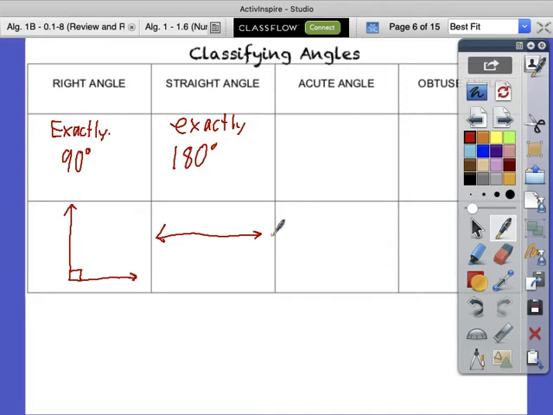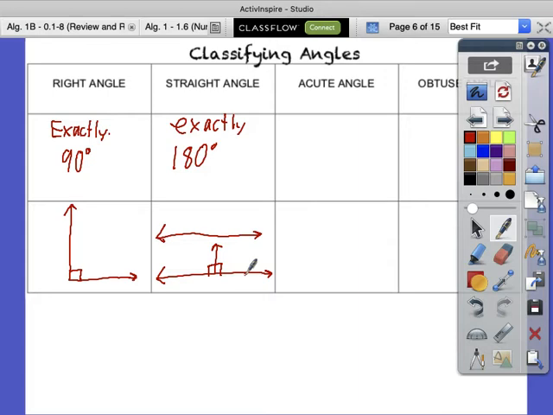Another way you could make it look, if I make these both right angles, do we know 90 plus 90 is 180? Yeah, so it could also look like that. Well, what's 180 plus 180? 360! Okay. Then we can have an acute angle.